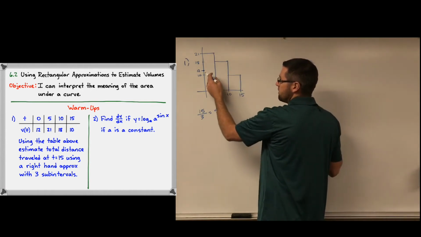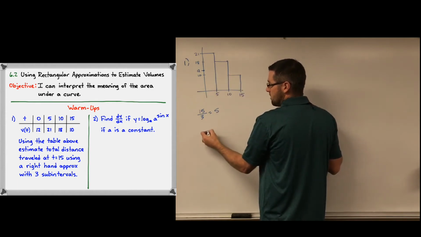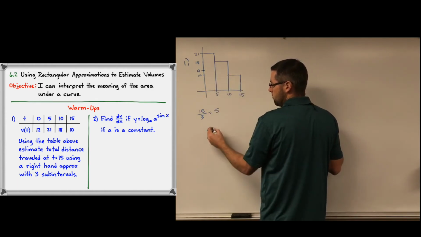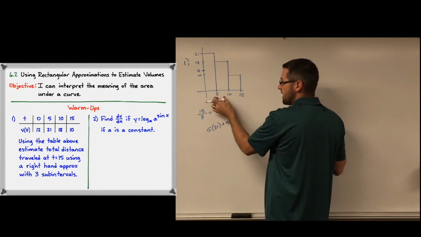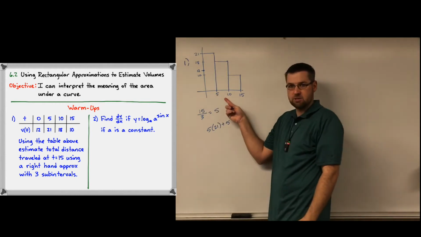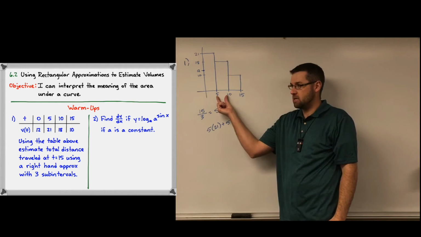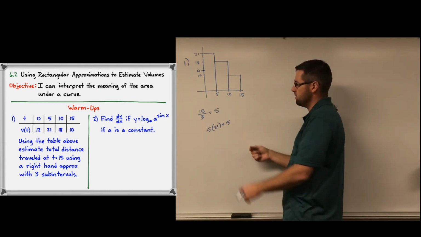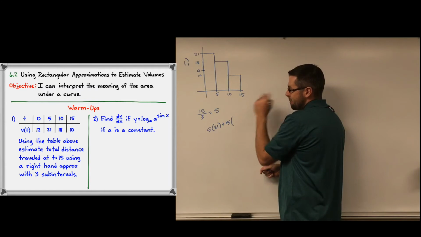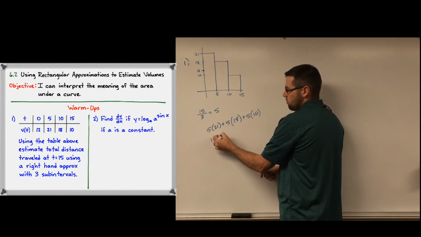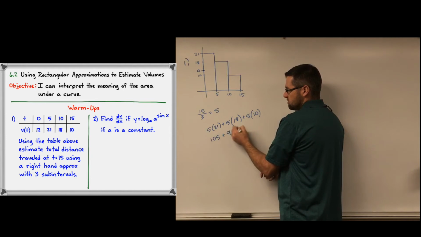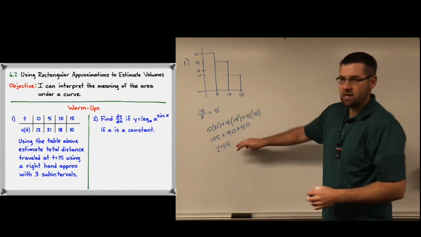So now we're going to figure out the area of each one. It's going to be what? 5 is the width of the first one times 21, plus 5 is the width of the second one. Some students will want to say 10 because the 10 value is there. That's not the case. It's how wide is the rectangle. So it's the distance between 5 and 10, not the coordinate. 5 times 18 plus 5 times 10. And then we figure it out from there. That's 105 plus 90 plus 50. So it's 140, 245.